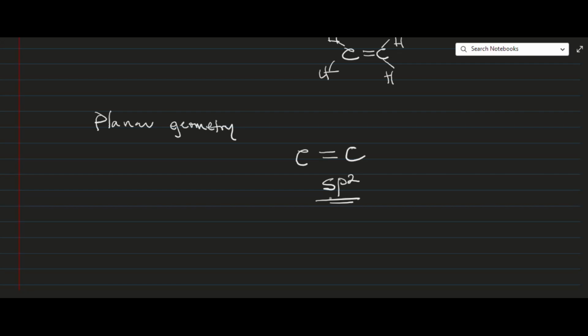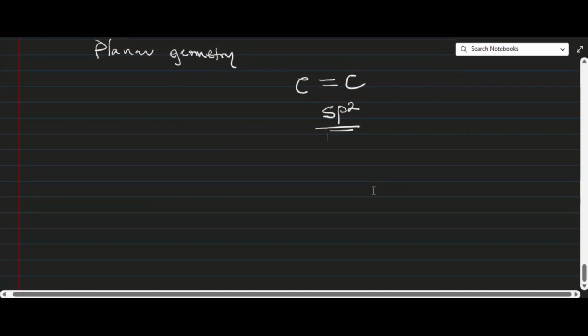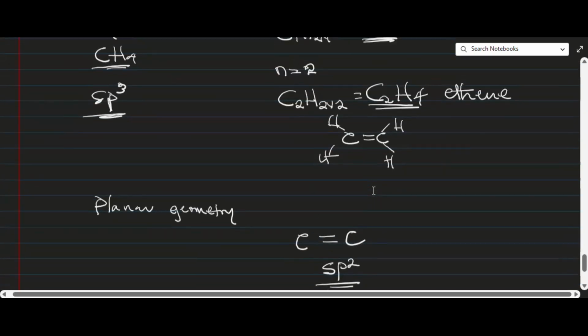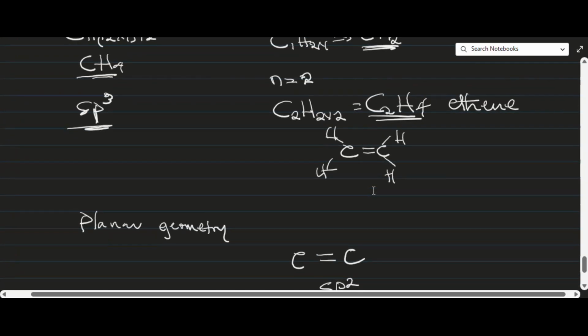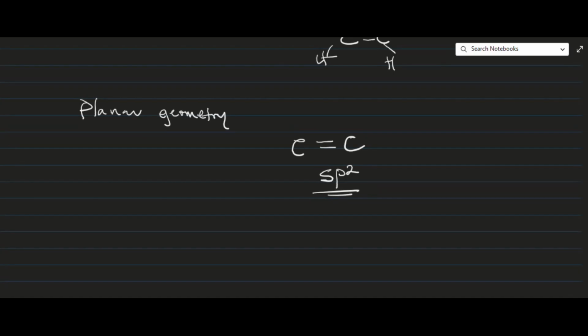it forms trigonal planar geometry. So that is why we have planar. That's why the shape is planar geometry, because it involves one s orbital and 2p orbitals. But in the case of tetrahedral over there, it involves one s orbital and 3p orbitals.